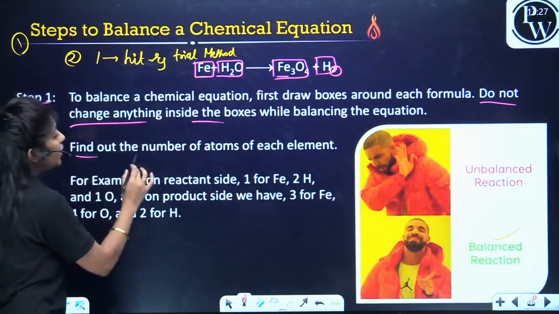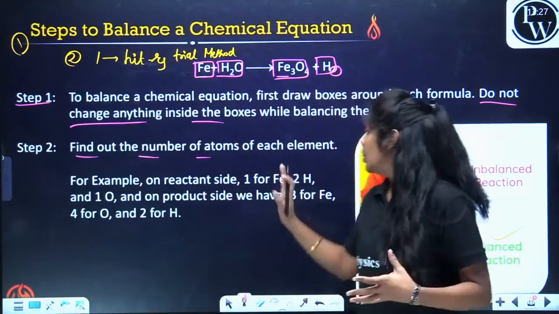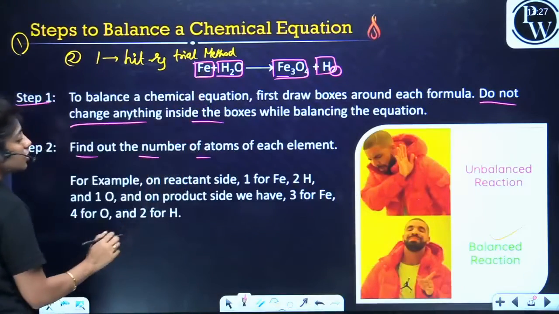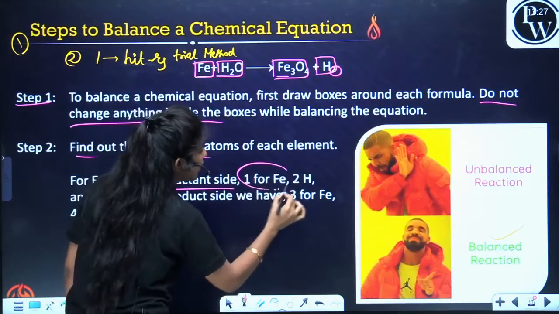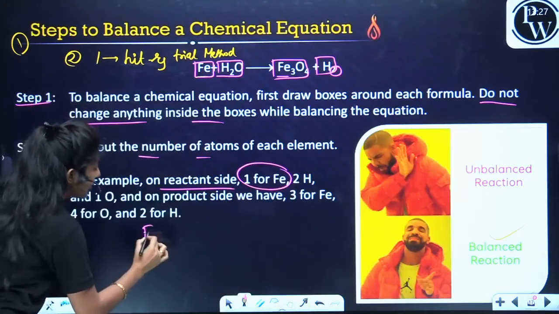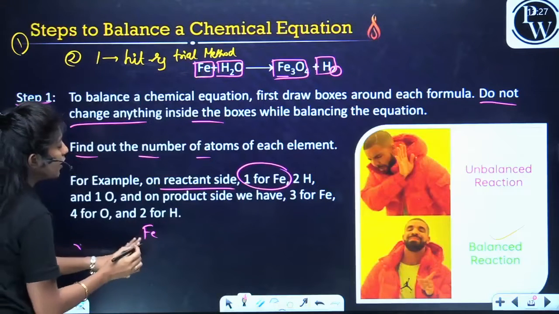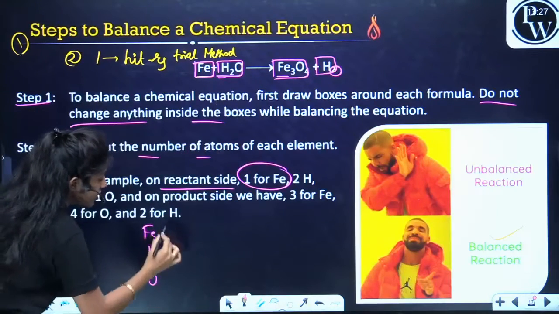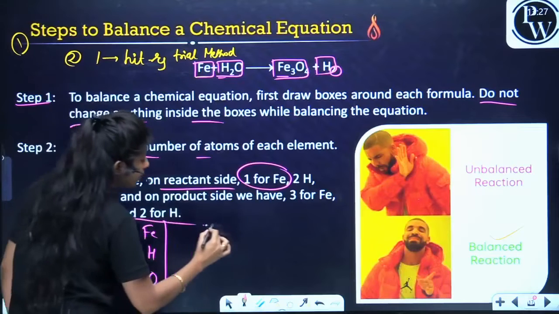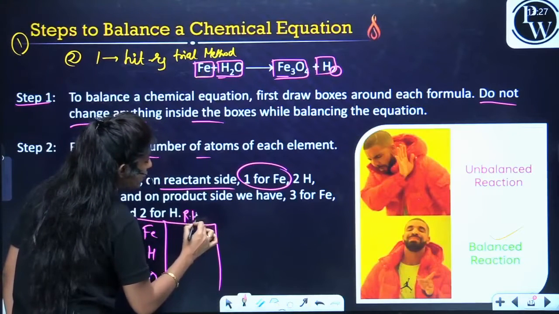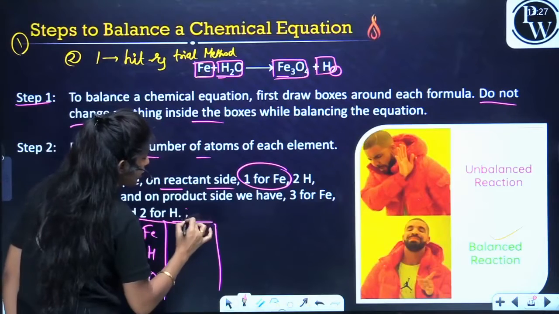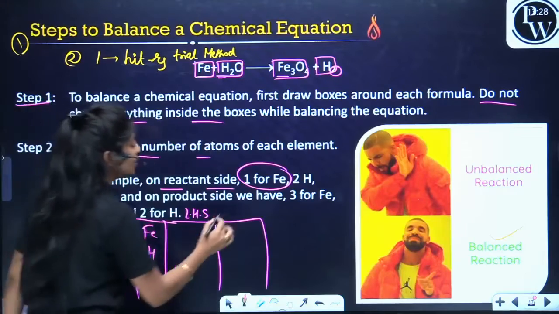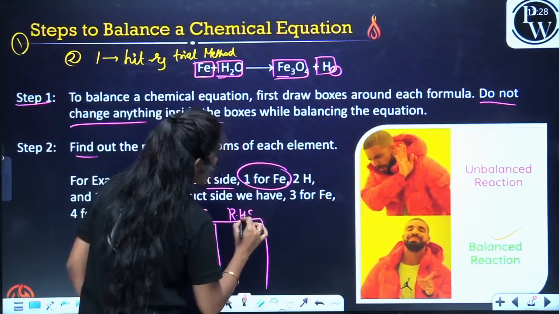Now find out the number of atoms of each element. We need to check how many atoms of iron are used here. On the reactant side, 1 is for iron. I can write it in the form of a table. I have the elements iron, then hydrogen, and the third one is oxygen. Next I will write their numbers. First the reactant side, that means LHS, left hand side, and the right hand side for the product.